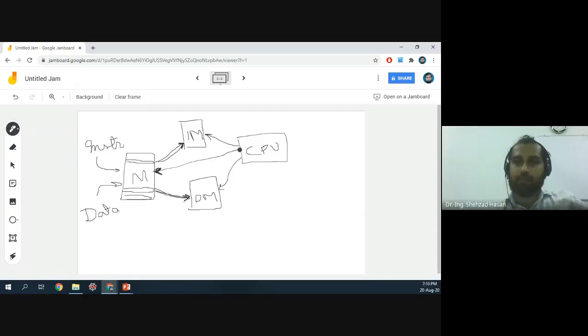Now, actually, the CPU knows whether this is an address of an instruction or an address of data. That's no problem for the CPU. The problem is for the memory or the memory management unit. If that address is generated by the CPU, how are we going to put that data into the instruction memory or data memory?